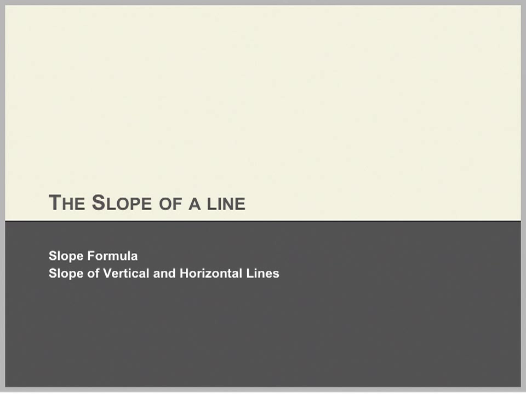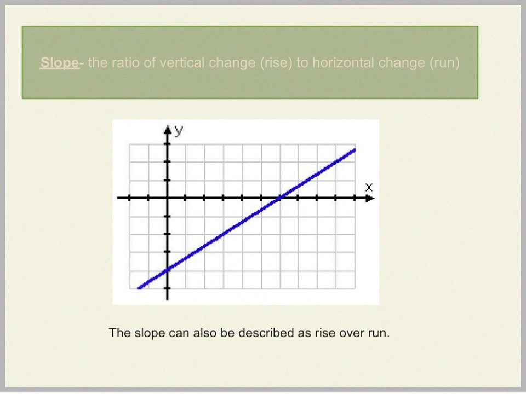We will be investigating the slope of a line, specifically the slope formula and slopes of vertical and horizontal lines. Slope is the ratio of the vertical change to the horizontal change, or what we often call the rise over the run.